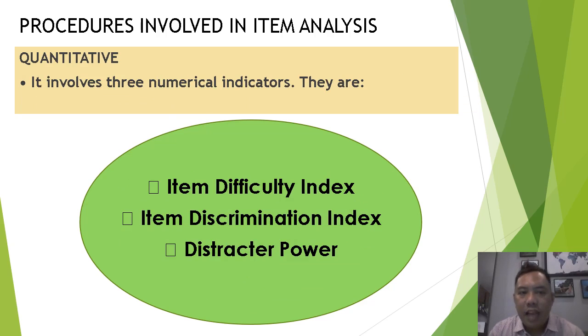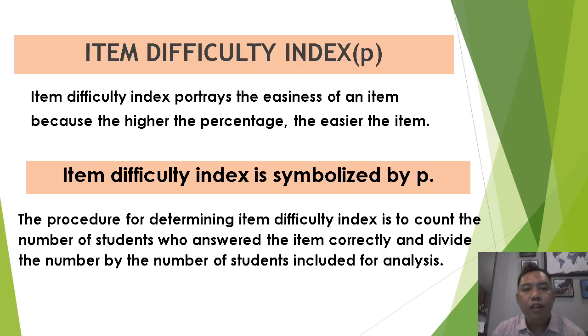On the previous slides, I have discussed the qualitative. So under procedures involved in item analysis, we also have quantitative. It involves three numerical indicators. They are item difficulty index, item discrimination index, and distractor power. So I will explain these one by one on the next slide. First up, we have the item difficulty index.